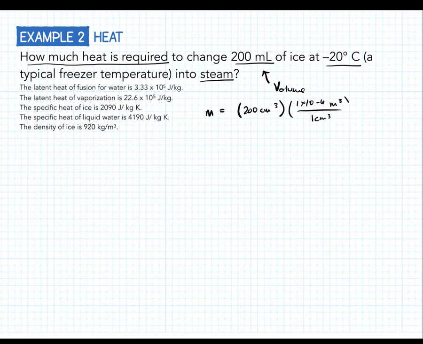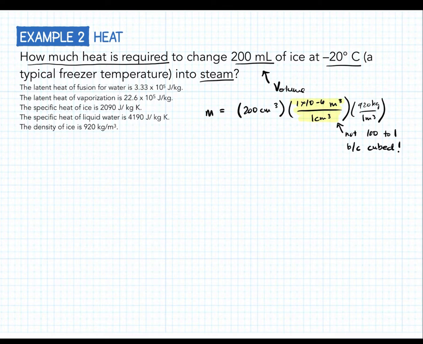Just a fun fact, we have our density in kilograms per meter cubed. So this is 920 kilograms per meter cubed for ice. How do we get the volume in meters cubed? A milliliter converts to centimeters cubed, 1 to 1 if it's water. Close enough for ice. So this is 200 centimeters cubed. But we need it to be meters cubed. This is in cubic centimeters.